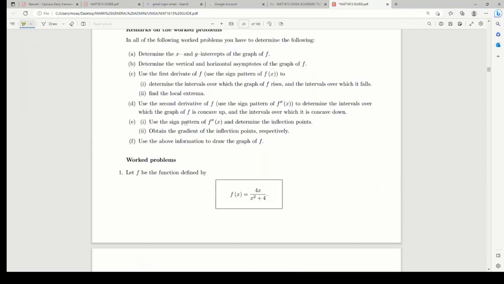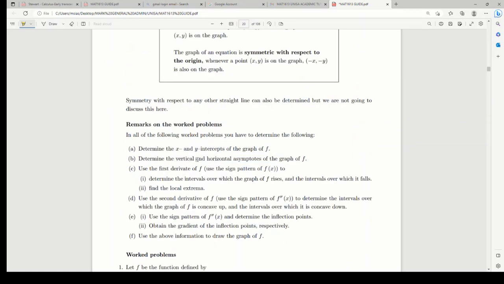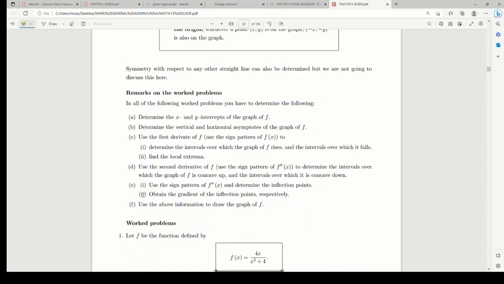So what they say, you have to determine the x and y intercepts of the graph, as you can see under the A part there. You must determine the vertical and horizontal asymptotes of the graph of f. And you must use the first derivative of f, the sign pattern of f prime that we've encountered, to determine intervals over which the graph of f rises and the intervals over which it falls. And also find the local extreme values, local maxima and minima, inflection points.